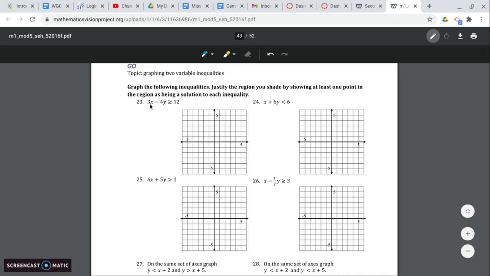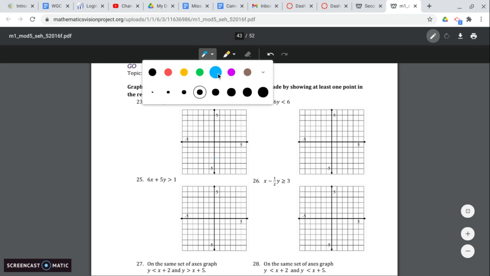So on 23, if we plug in a 0 for x, we find the y-intercept, and 12 divided by -4 is going to give us a -3. So -3 is right here. There's our y-intercept. Make that a little bigger.